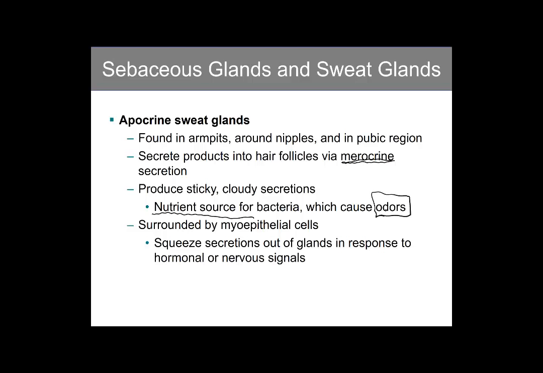Apocrine sweat glands are surrounded by the myoepithelial cells, and these cells help squeeze secretions out of the glands in response to both hormonal and nervous signals. Sometimes when folks get nervous, they tend to sweat in the armpits, and that's due to these myoepithelial cells that squeeze the secretions out of the glands onto the surface of the skin or into the hair follicle.